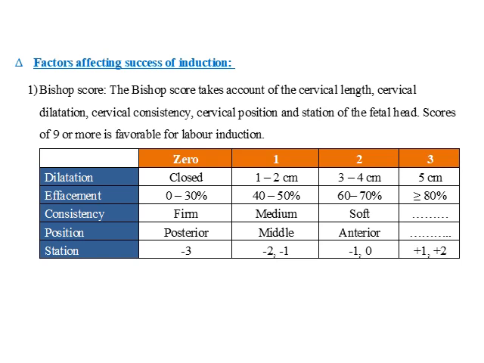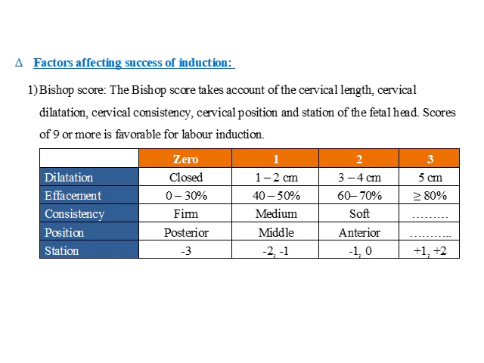Dilatation takes 0 when closed, 1 score when 1 to 2 cm, 2 score when there is 3 to 4 cm, and 3 score when the dilatation is 5 cm. Effacement up to 30% takes 0. From 40 to 50% it takes 1. From 60 to 70% it takes 2. More than 80% takes 3 scores.